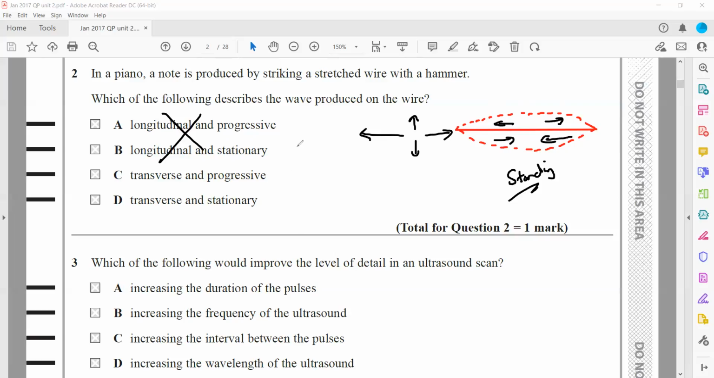What kind of wave? A wave produced in a string, or a wave produced in a pipe, is by the combination of two or more waves traveling in opposite directions. That's why whenever two waves travel in opposite directions, it always gives rise to what? It gives rise to a stationary or standing wave. That's why D is the right answer for this.